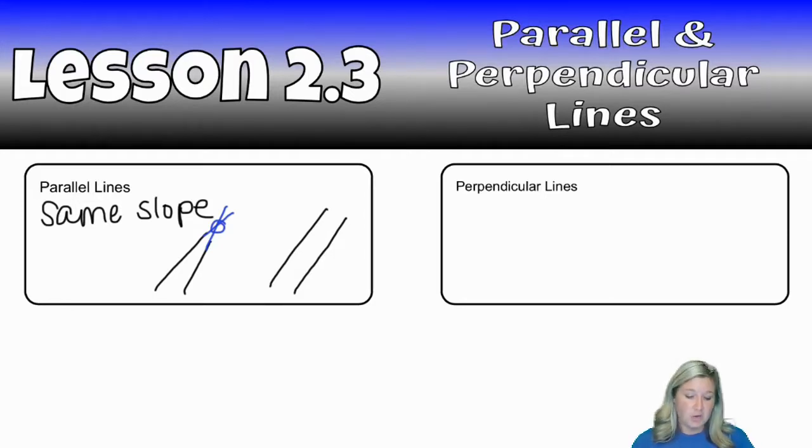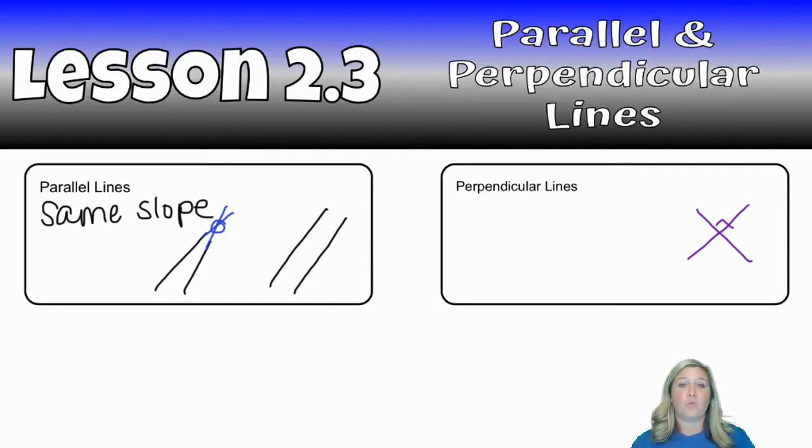What I want you to know is that parallel lines have the same slope. You've got to remember that. Okay. Perpendicular lines cross, but there's something special about their crossing. They actually cross at a 90-degree angle. So when two lines cross, it has to be at a 90-degree angle for them to be perpendicular.